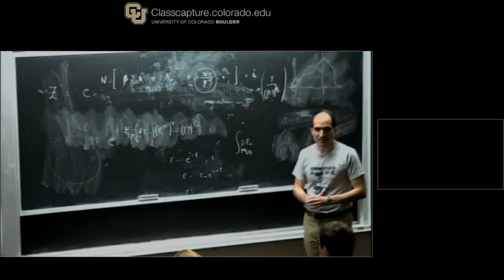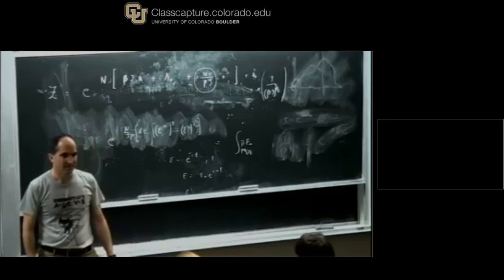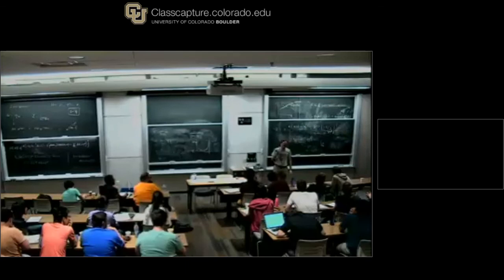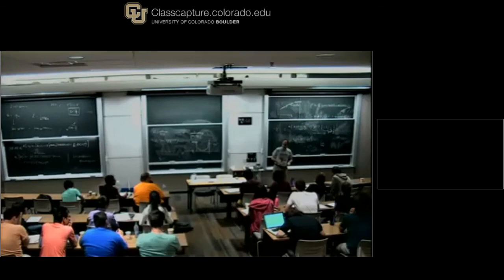Question? Was there a log n? No log n correction. It's near zero entropy, so low energy. I called it near extremal because it applies to near extremal black holes.